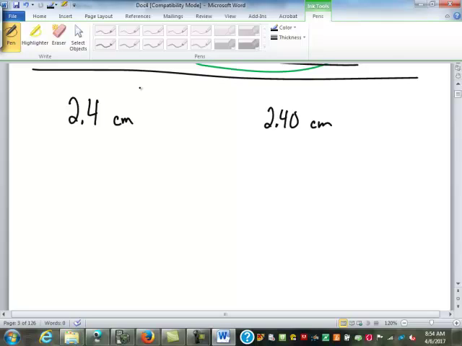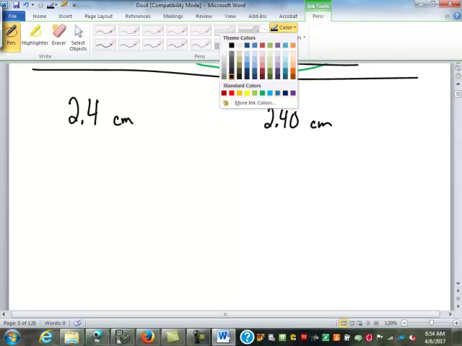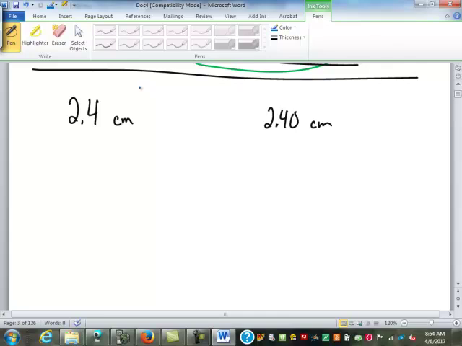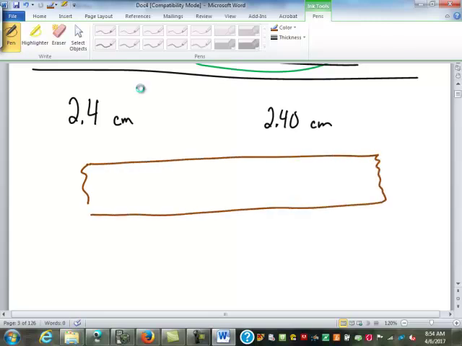Is there a difference between these two measurements? You shake your head no. And numerically, there is not. But in precision measurement, there is a huge difference. Like I said, numerically, 4/10 and 40/100 are the same value. But it makes a difference on the ruler, on the measuring tool.